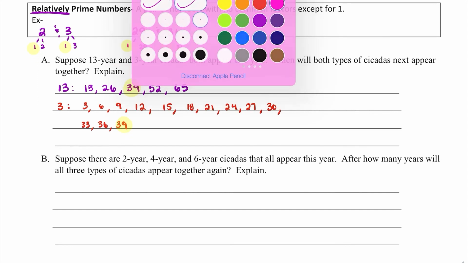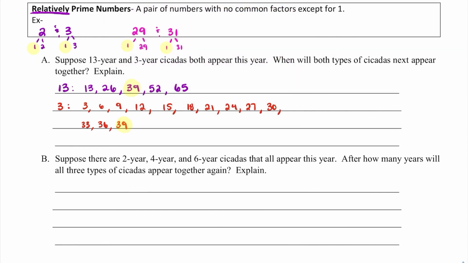39s. So the question is asking us, when will both types of cicadas next appear together? So we'll say both types of cicadas will appear in 39 years. That's quite a while.